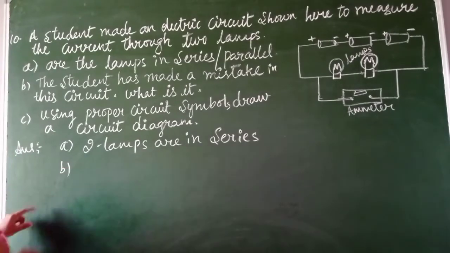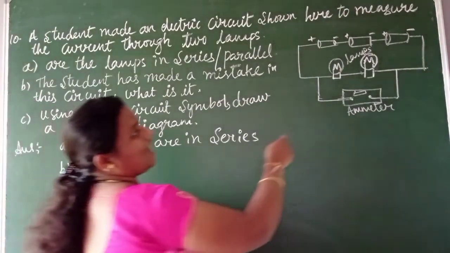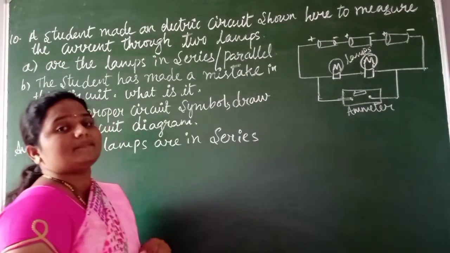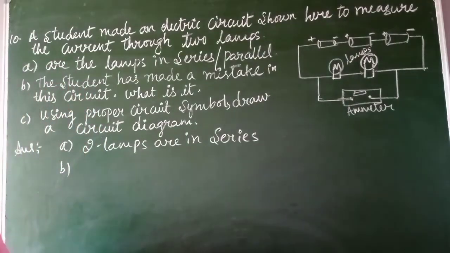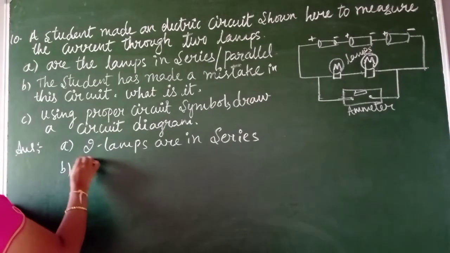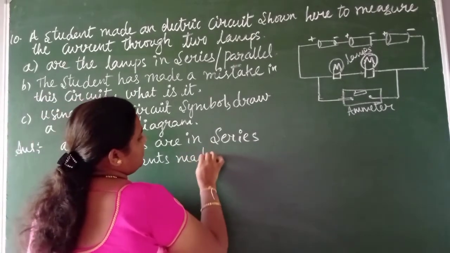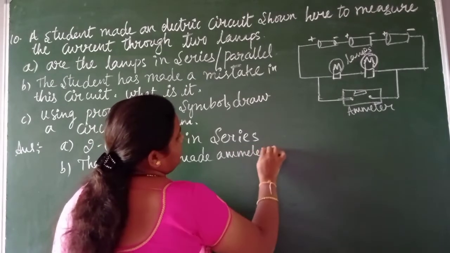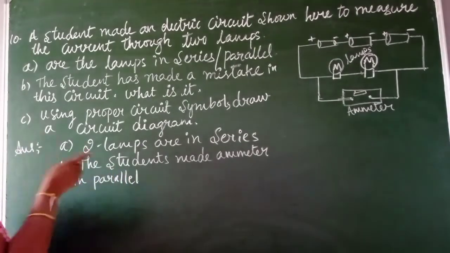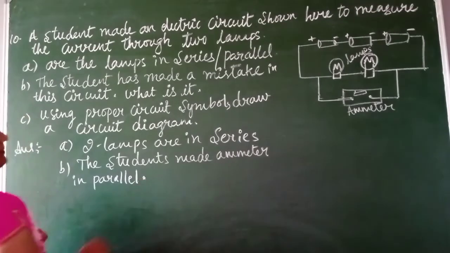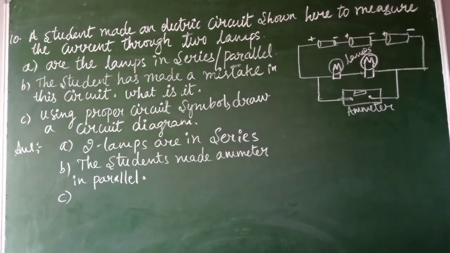Next, we'll move to the second question. They had made a mistake. What is that mistake? See, children, here the ammeter is placed downwards, which is a mistake, because an ammeter should always be in series. Got it, children? The ammeter is in parallel. The student made the ammeter in parallel. This is the mistake, because it should be in series. Then, using proper circuit symbols, we should draw a circuit diagram.